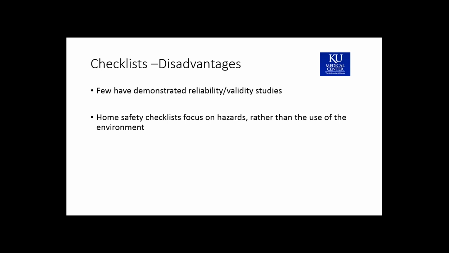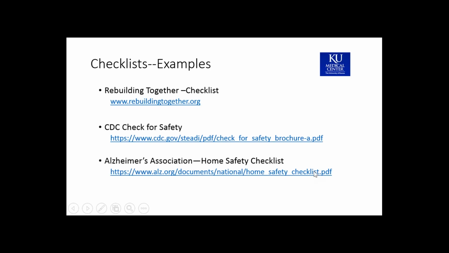And another thing is that these checklists tend to focus on the hazards. What are the hazards or potential hazards in the home? But it doesn't tell us a lot about how people use their home. So for instance, it may say, do you have grab bars, yes or no? But it doesn't say whether or not you're using the grab bars or whether the placement of the grab bars is in a good place that makes them really functional and useful for you. So that information sometimes has to come from seeing it or from other methods.